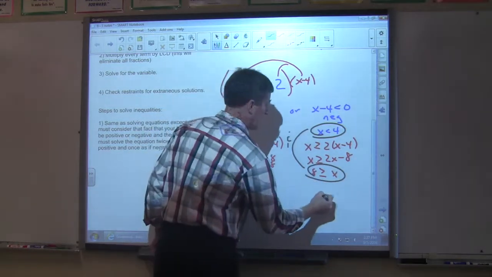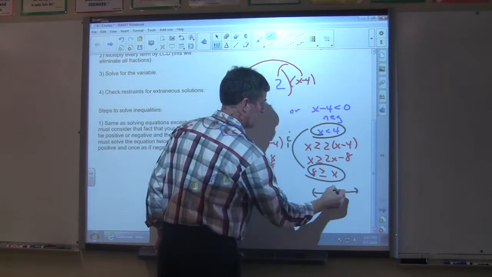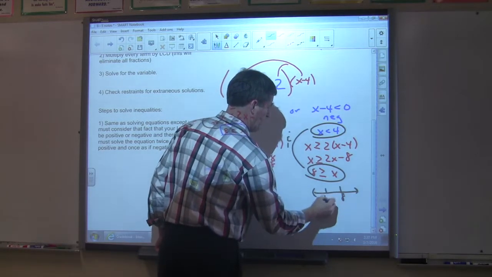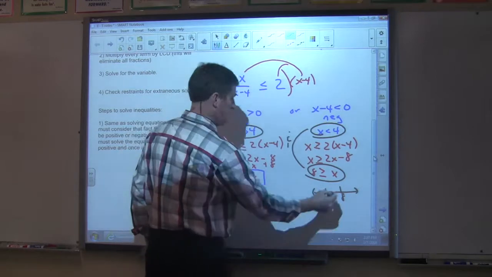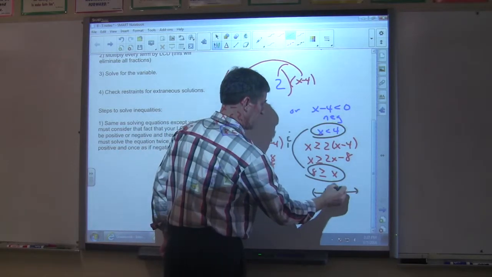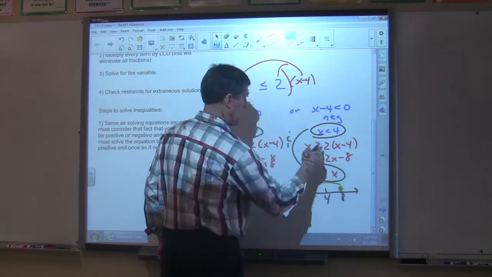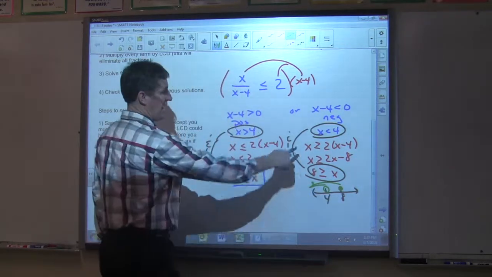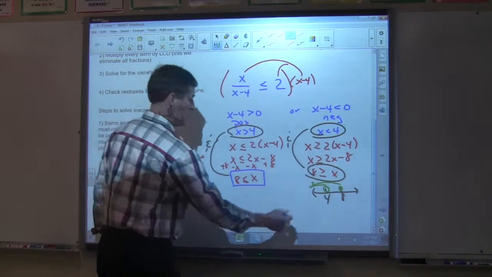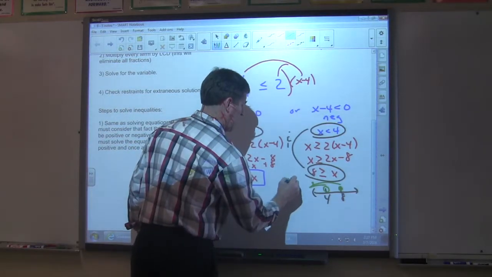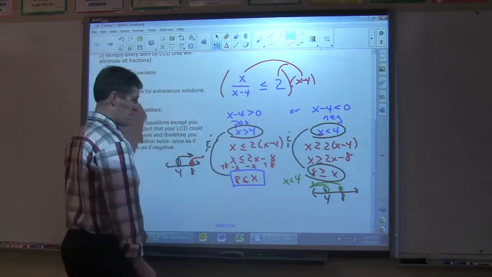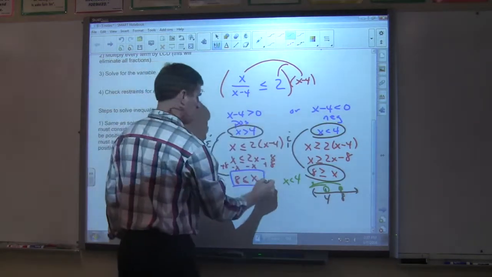So again, if you look at the number line on this, we're at 8 and 4. And this is less than or equal to 8, so this way. And this is less than 4, so this way. And remember, it's the overlap, so that would be x is less than 4. We wouldn't include this part here. And that is an or in between these.